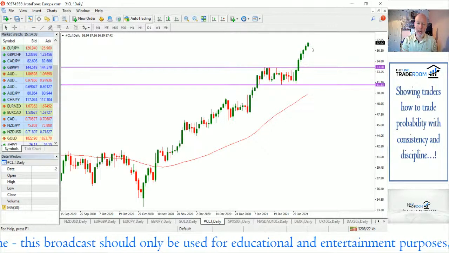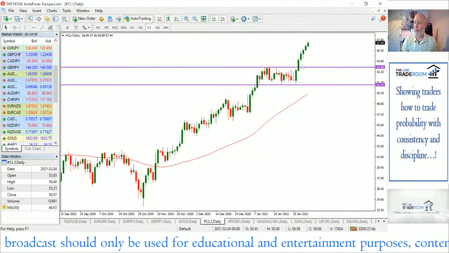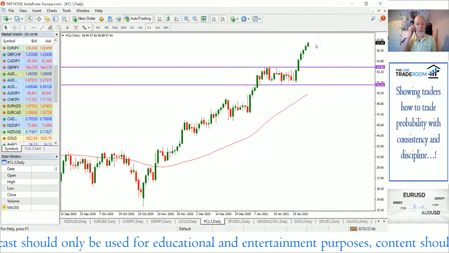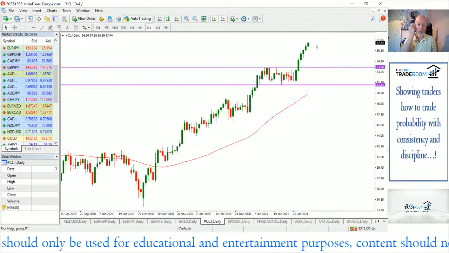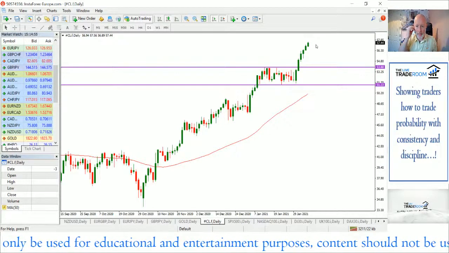What we'd want to see and look to try and capitalize on now is a bit of a pullback. It's gone on a bit of a tear, a $4 tear. If we see a nice constructive pullback, that's when we could place ourselves into crude oil to the upside.